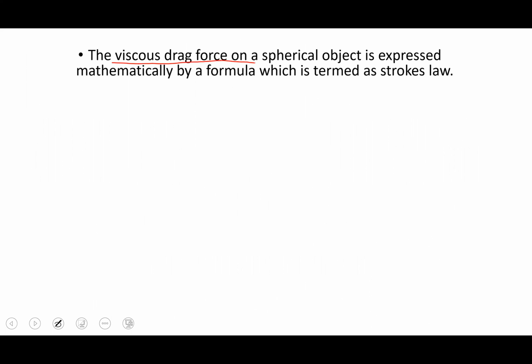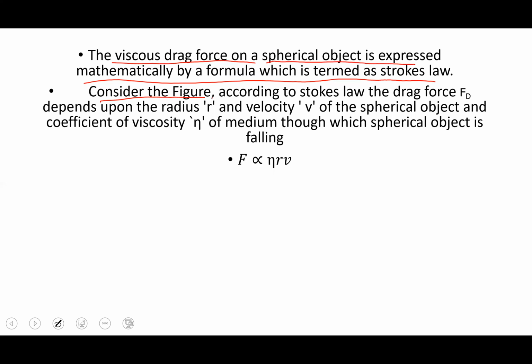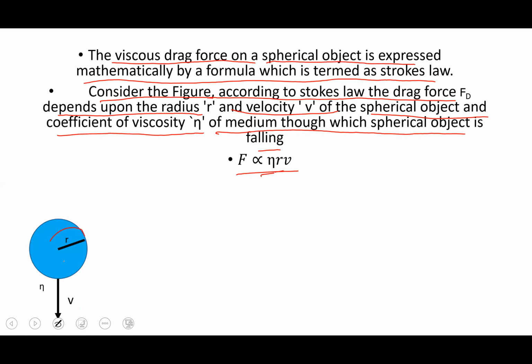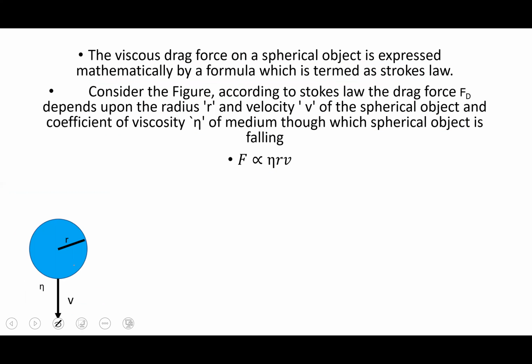The viscous drag force on a spherical object is expressed mathematically by a formula termed Stokes' law. Consider a figure. According to Stokes' law, the drag force Fd depends upon the radius r and the velocity v of the spherical object, and the coefficient of viscosity, eta, of the medium through which the spherical object is falling. It depends upon three things: first of all viscosity eta, the radius r, and the velocity v.